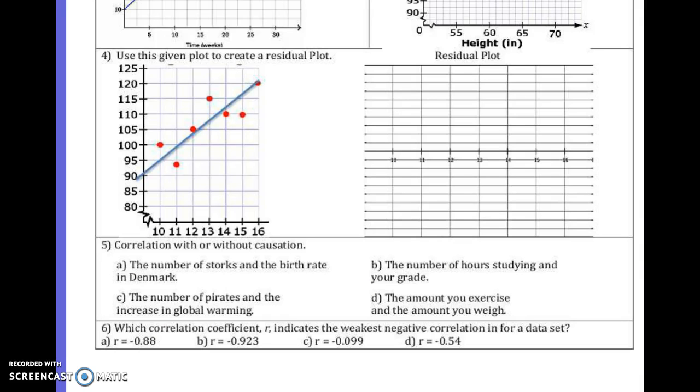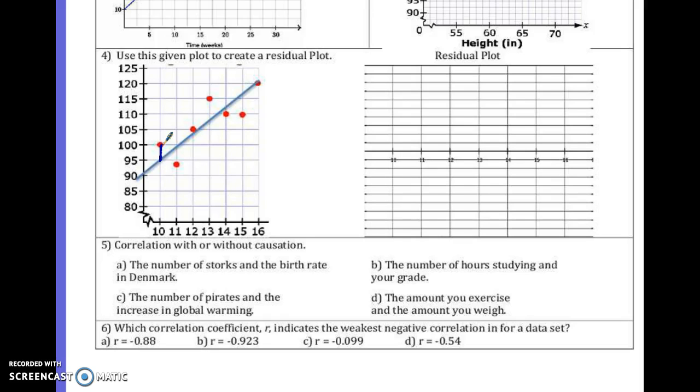Use this given plot to create a residual plot. The residual plot, again, remember, is how far away the points are from the line of best fit. And it's the vertical change from the line of best fit. So vertically, this point to begin, it looks like it's about 5 above the line of best fit vertically.